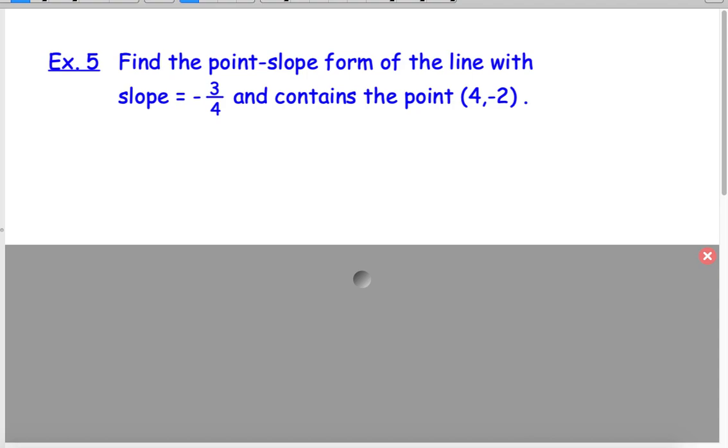Find the point-slope form of the line. Point-slope form, this is different. What does that look like? Point-slope was y minus y1 equals m times x minus x1.